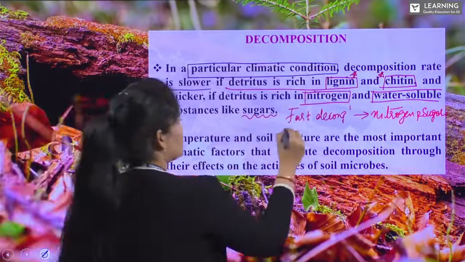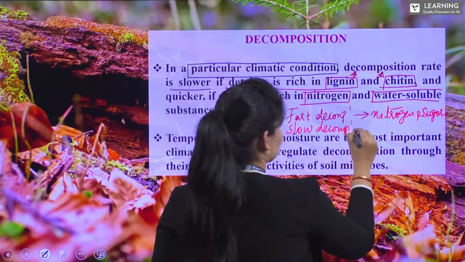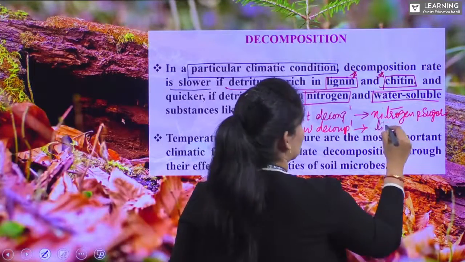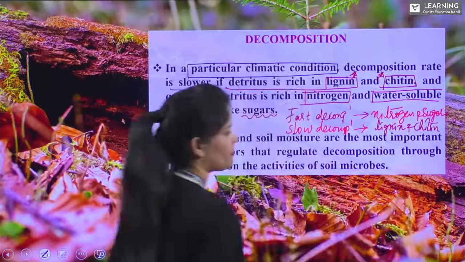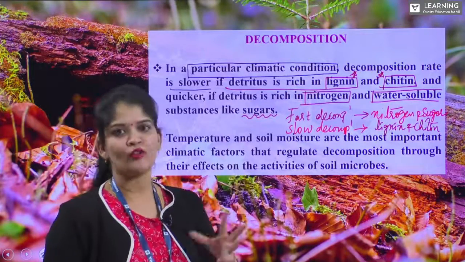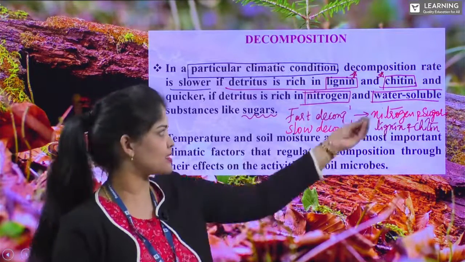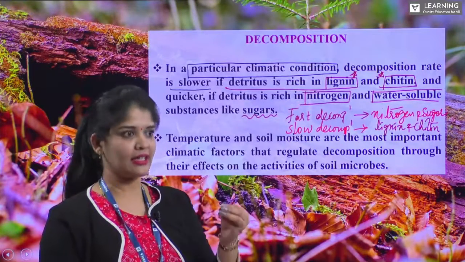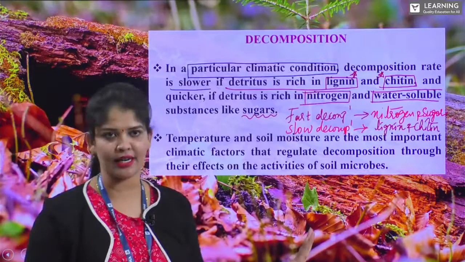And the decomposition is slow if the detritus consists of lignin and chitin. Simple. So, the composition of the detritus is going to show its effect on the rate of the decomposition. The rate of the decomposition is much faster if the detritus is composed of soluble substances like sugars and it consists of nitrogen. If the detritus consists of substances like lignin and chitin, the decomposition is going to happen at an extremely slow rate. That is it.